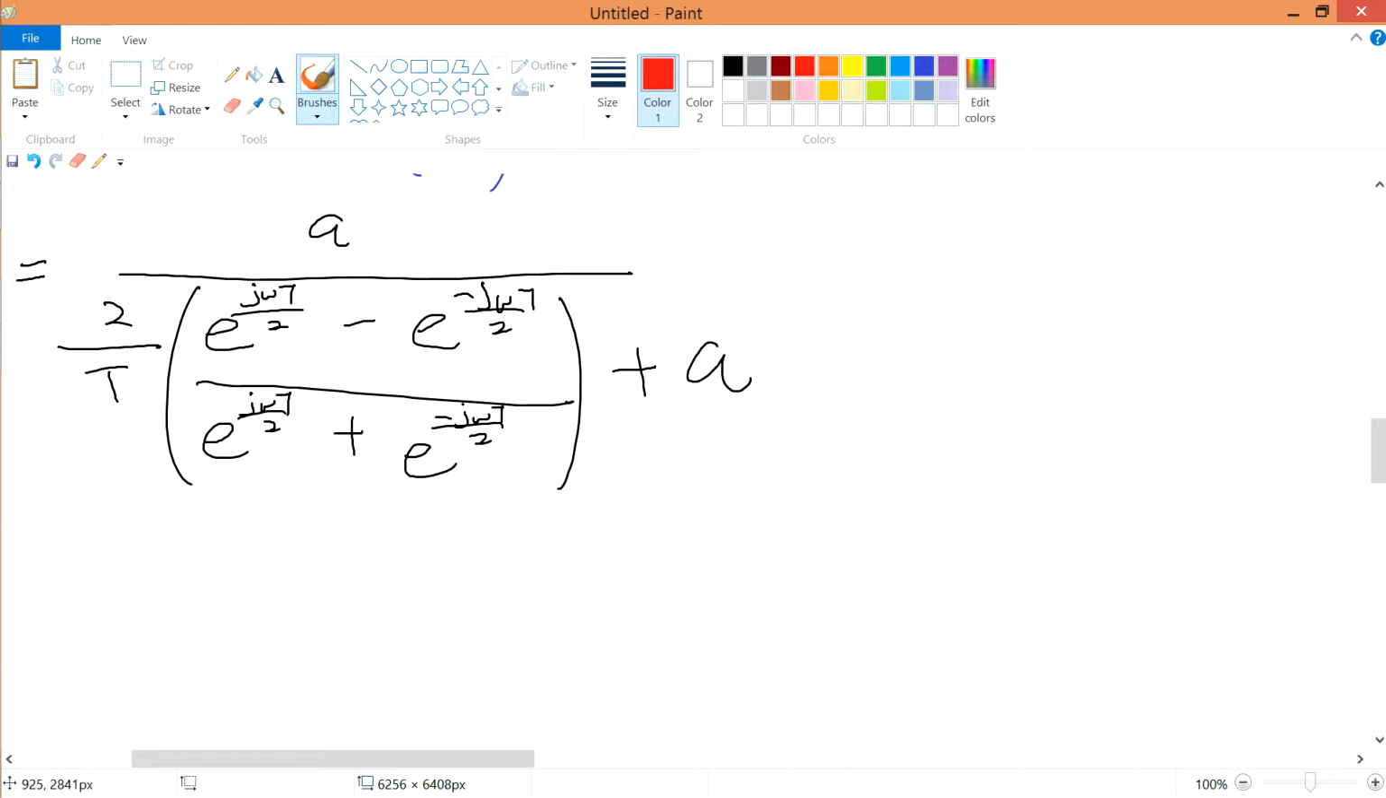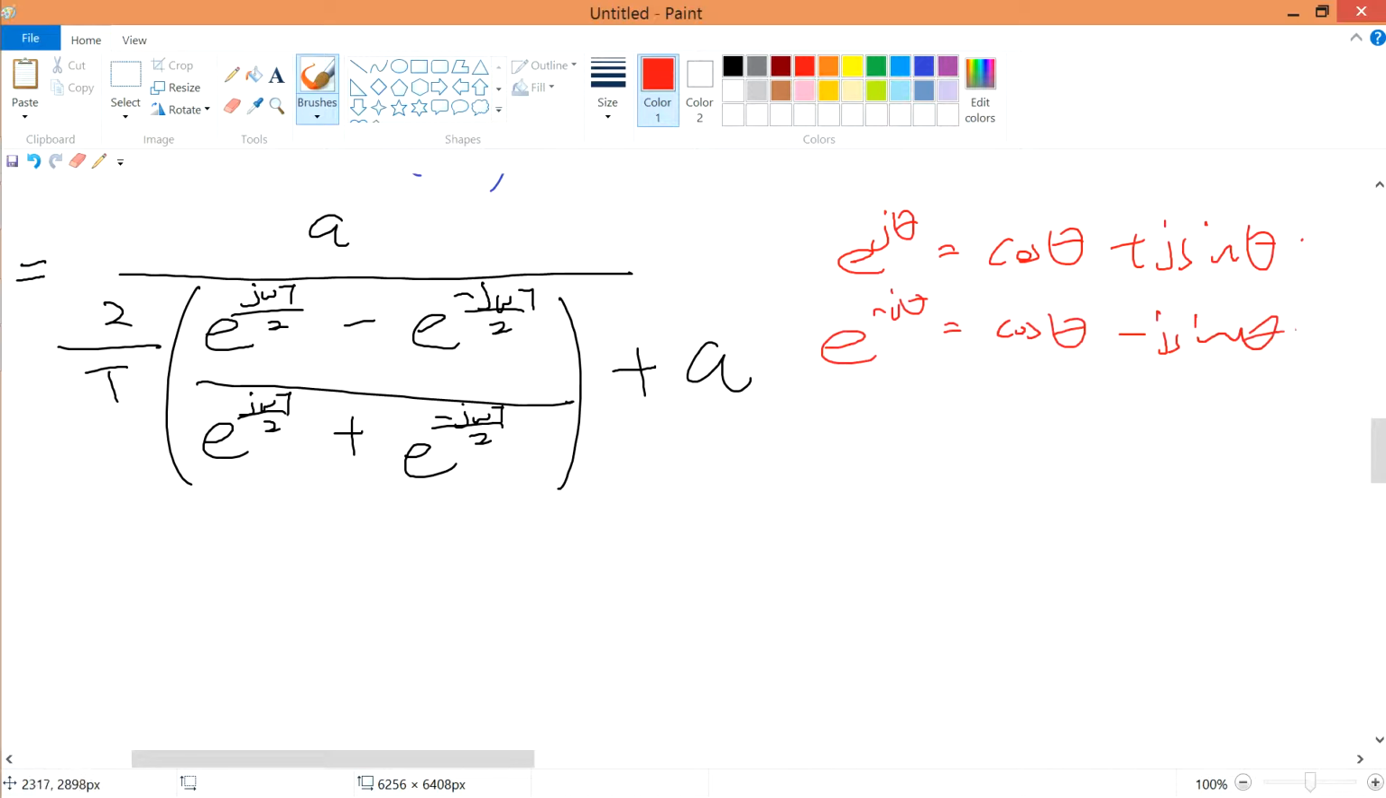Now I can also further simplify this whole chunk. How can I simplify this? If you still remember, e^(j theta) is equal to cosine theta plus j sine theta. And e^(-j theta) is equal to cosine theta minus j sine theta, or your Euler's formula. So I'm going to utilize these definitions to rearrange this whole thing over here, which is very hairy.